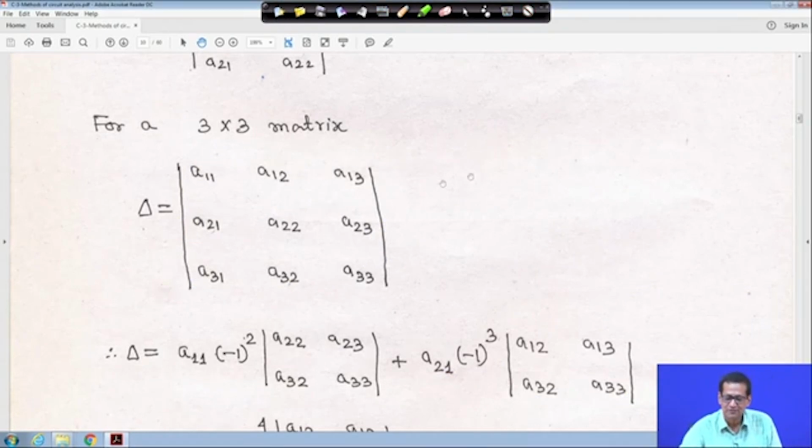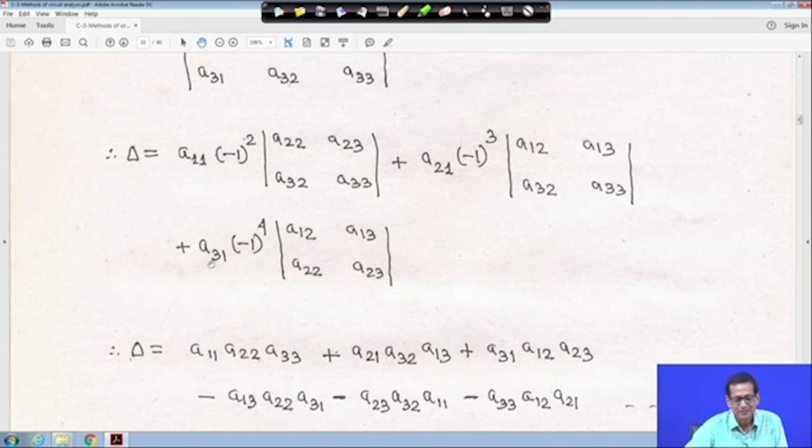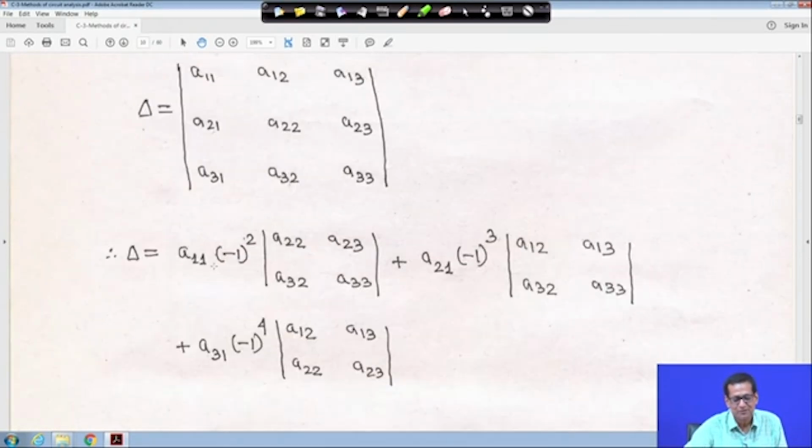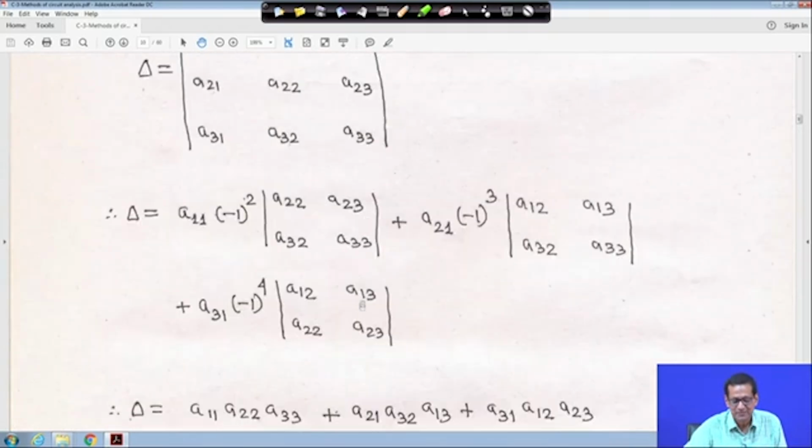Similarly, the last one also you will be able to understand, because n is equal to 3. So, it will be A31 times minus 1 to the power 4, right. So, i is equal to 3, then the third row and first column will be eliminated. This is the third row. So, A12, A13 and A22, A23 will be remaining, right. So, this way you can find out.